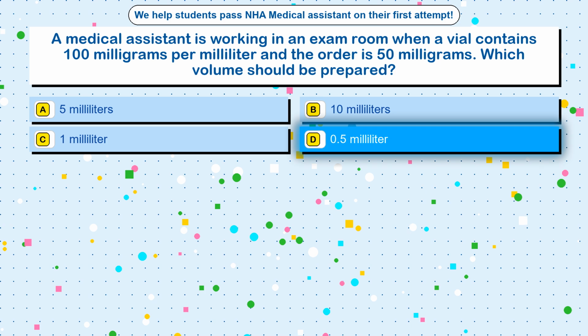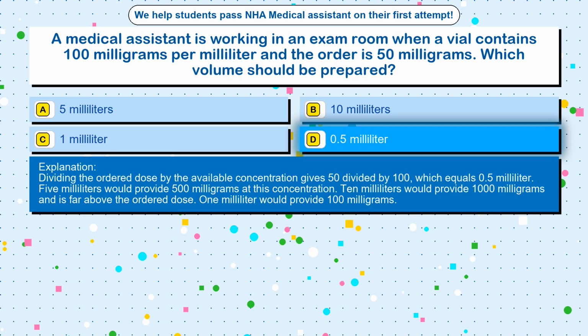0.5 milliliter. Dividing the ordered dose by the available concentration gives 50 divided by 100, which equals 0.5 milliliter. 5 milliliters would provide 500 milligrams at this concentration. 10 milliliters would provide 1000 milligrams and is far above the ordered dose. 1 milliliter would provide 100 milligrams.